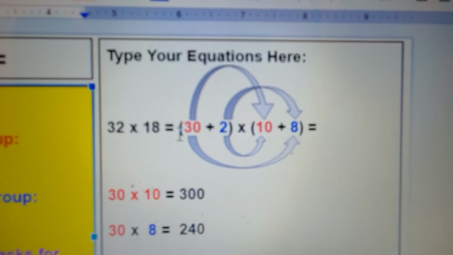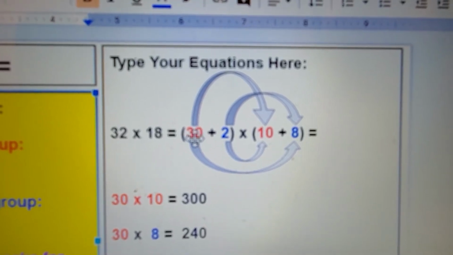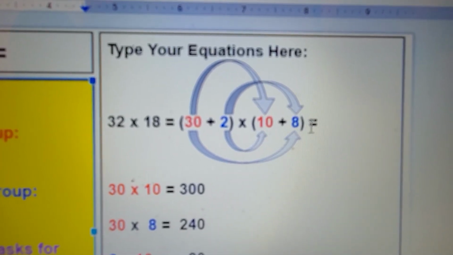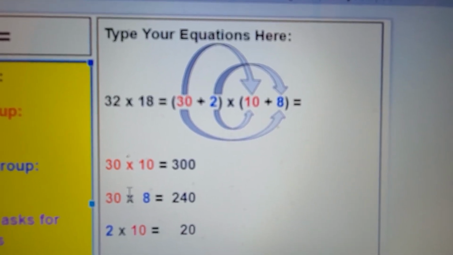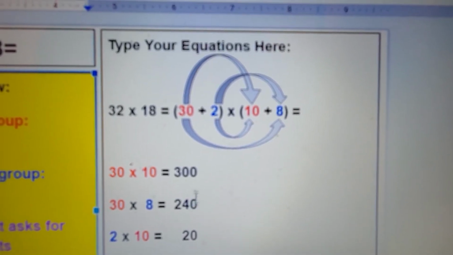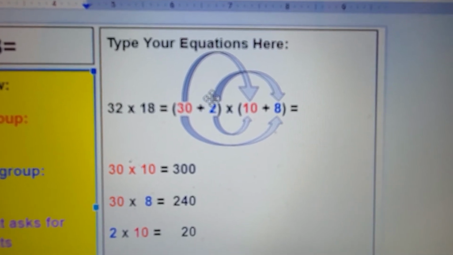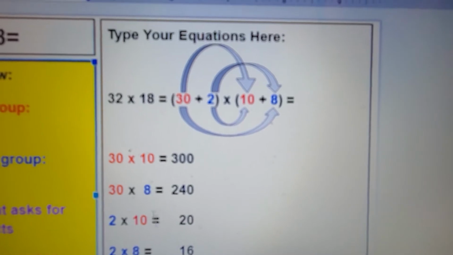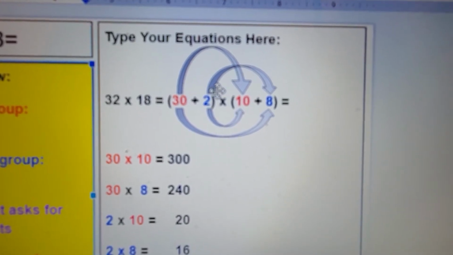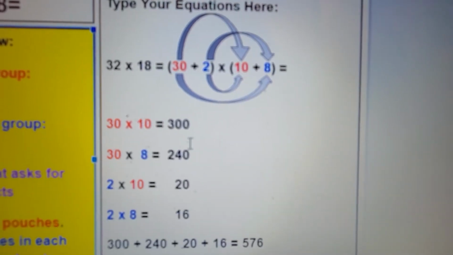This 30 gets multiplied by the 10 and by the 8 on the other side. So 30 times 8 is 240, because I know 8 times 3 is 24. Then this 2 multiplies by 10, 2 times 10, and then you multiply the 2 times the 8, which is 16.